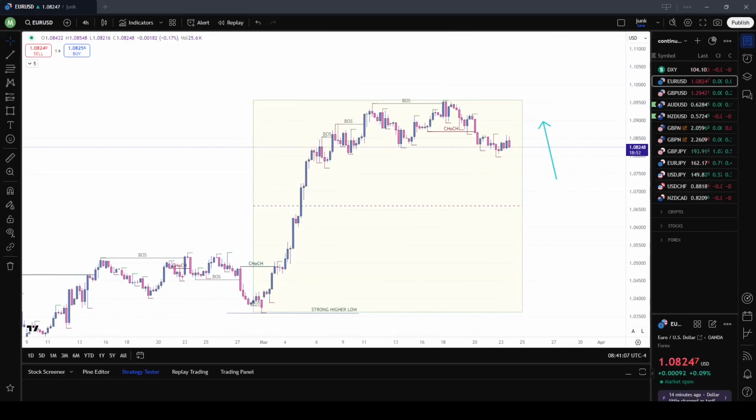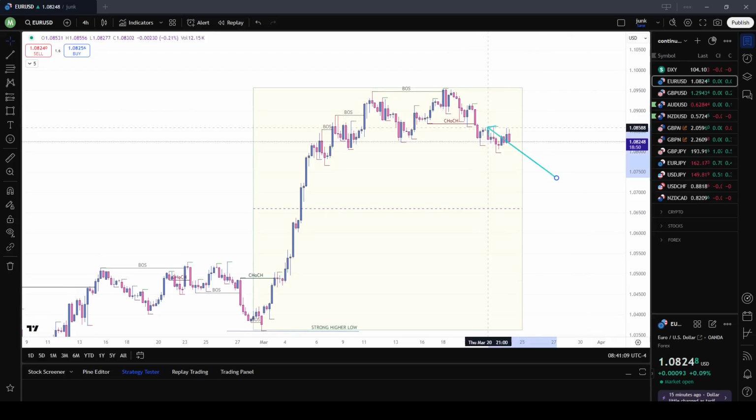So now price has broken through a daily fractal structure once it took out the lows right here of the channel. So now we have the swing structure still bullish, the daily fractal structure bearish, the 4-hour fractal structure is bearish, as you can see with the change of character.